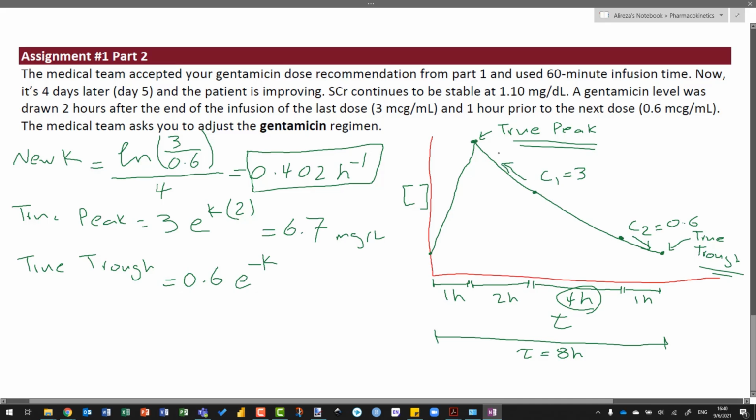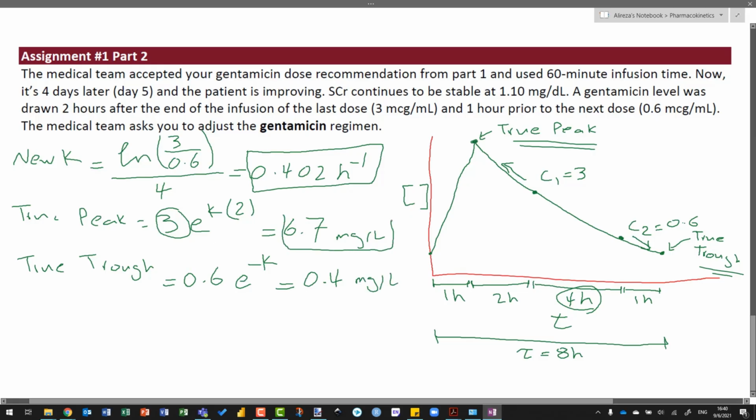Before we were going in the positive direction from C1. So to get the true peak from C1, which was 3, we were going up, so it's a positive k. In this case, from C2 to true trough, we're going down, so it's negative k, which would give us a value of 0.4.